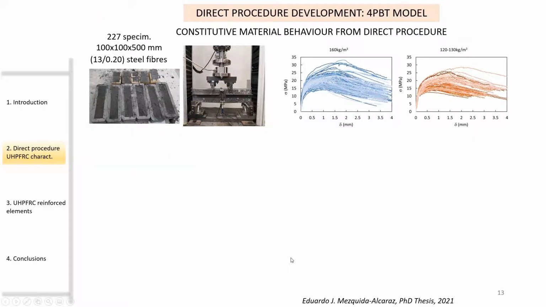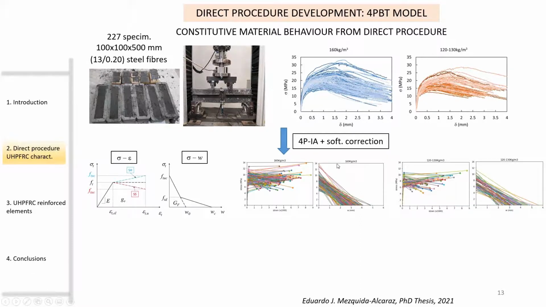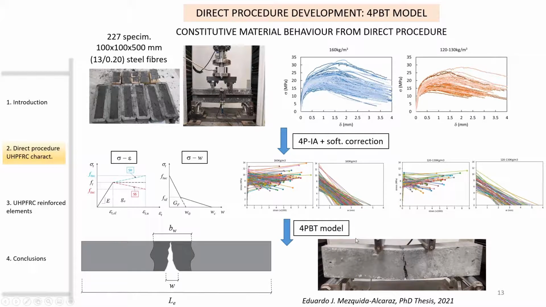To validate and calibrate our direct procedure, we carried out an experimental program of unreinforced 4-point bending tests, considering a different amount of fibers to get a wide range from strain softening to strain hardening behavior. As we can see here, we obtain the experimental bending curve from the bending test. We apply our 4-point inverse analysis and the softening correction, and we obtain the tensile behavior and the tensile parameters that we need for numerical modeling.